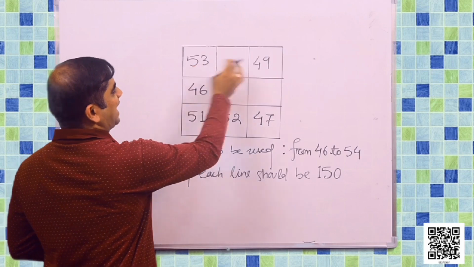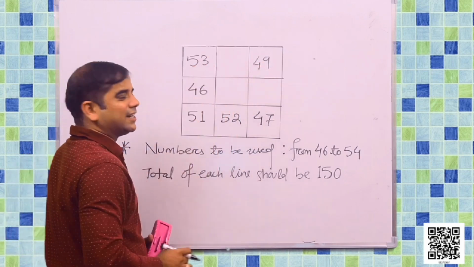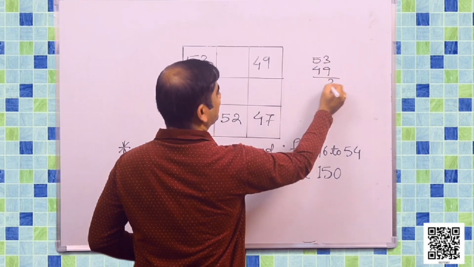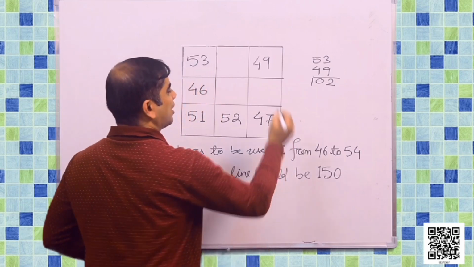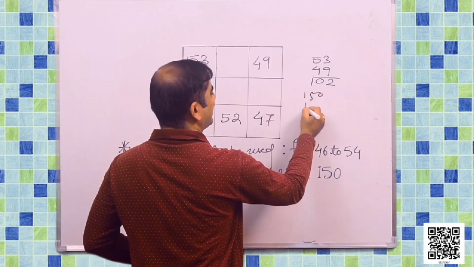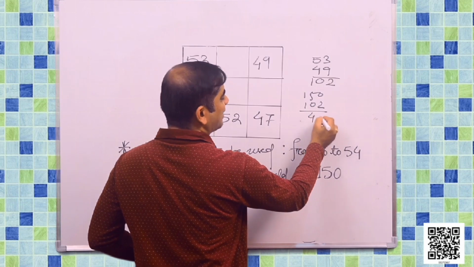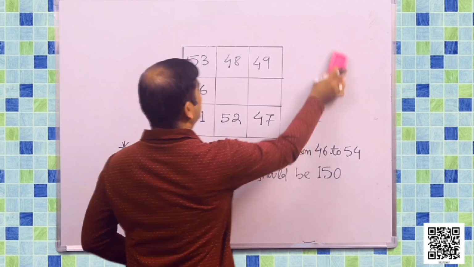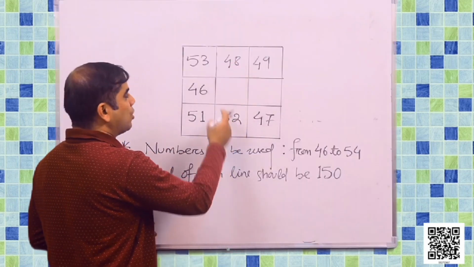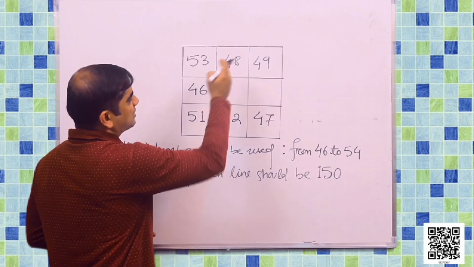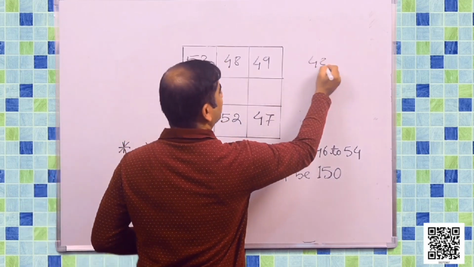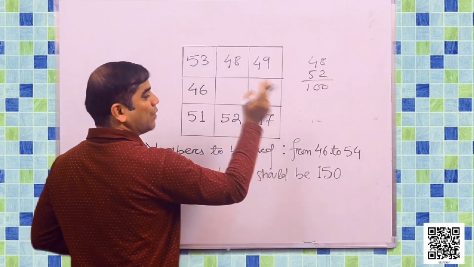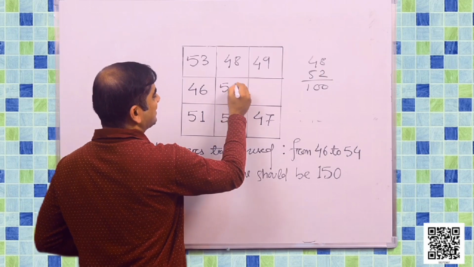Now 53 and 49, we have a blank over here. Let us sum up 53 and 49, 102. So 150 minus 102 gives us 48. And 52, one blank square is there. So let us add 48 and 52. It will give us 100. So what should be over there? 150 minus 100, that is 50.